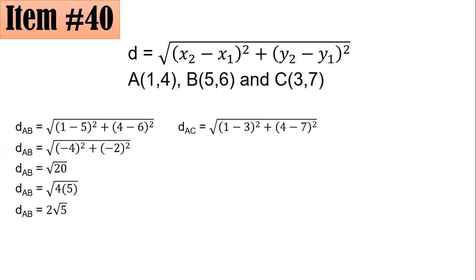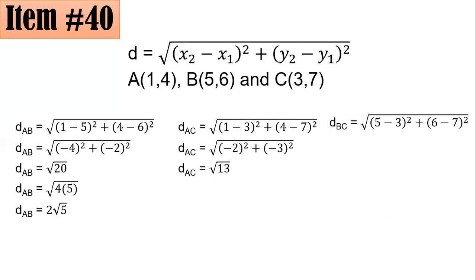For distance AC, I have here the points (1, 4) and (3, 7), and applying the same concept, we have the square root of the quantity (1 minus 3) squared plus (4 minus 7) squared. 1 minus 3 is negative 2. You square it, that becomes 4. And plus this one, 4 minus 7 is negative 3. You square it, that's 9. So 4 plus 9 is 13. And distance AC is square root of 13 units long.